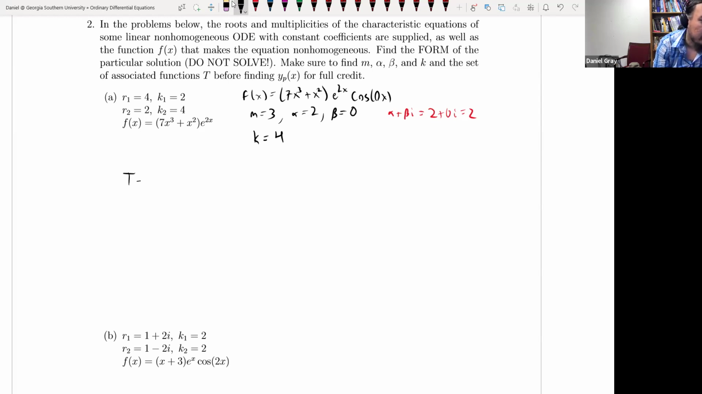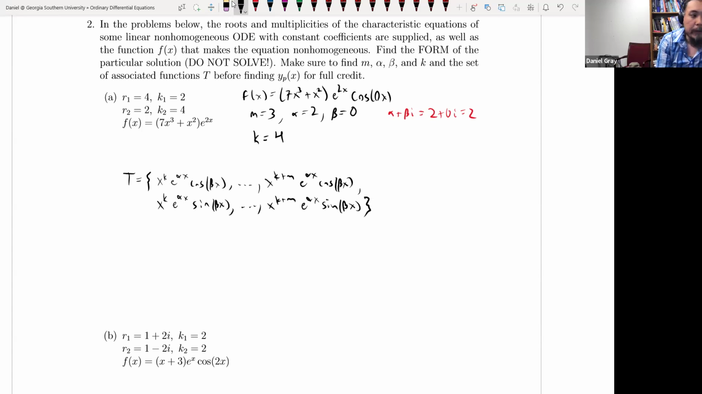Now we get down to our set of associated functions, which in general, remember, starts as x to the k power e to the alpha x cosine of beta x, going all the way up, we keep multiplying by x until we get up to x to the k plus m, e to the alpha x cosine of beta x. And then we get the sine terms as well, right? So we would have x to the k, e to the alpha x sine of beta x. And we keep multiplying by x until we get all the way up to x to the k plus m, e to the alpha x sine of beta x. So this is our set of associated functions, right?